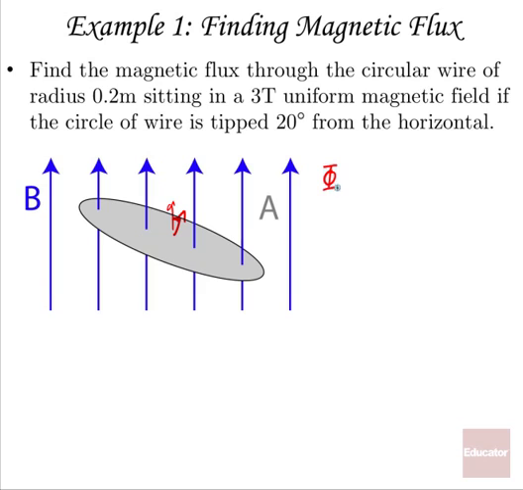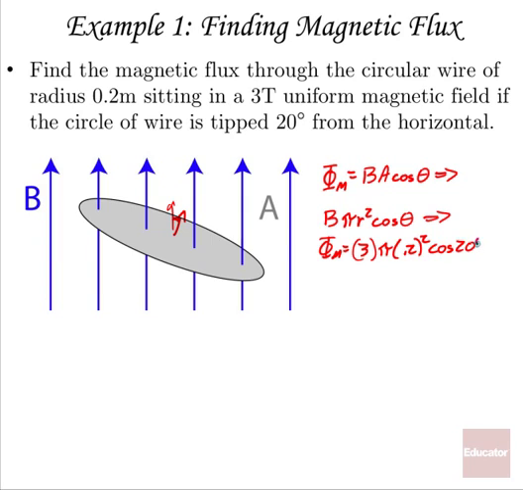So our magnetic flux, phi B or phi M, however you want to write it, is BA times the cosine of the angle between those, which in this case is going to be B times the area. Well, we've got a radius, so the cross-sectional area will be pi r squared cosine theta, which implies then that the flux is going to be, well, B is 3 Tesla times pi times our radius, 0.2 meters, squared, times the cosine of 20 degrees. So I get a magnetic flux of about 0.354 Webers.